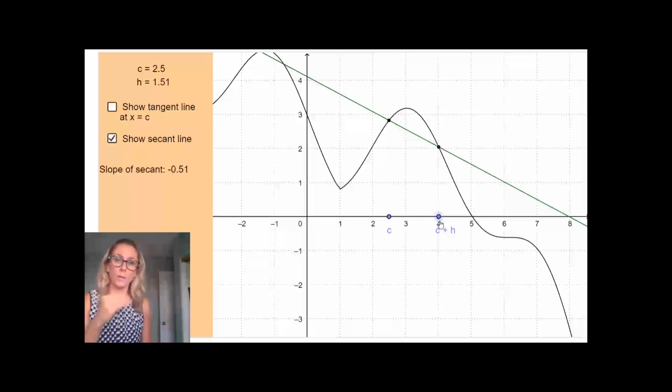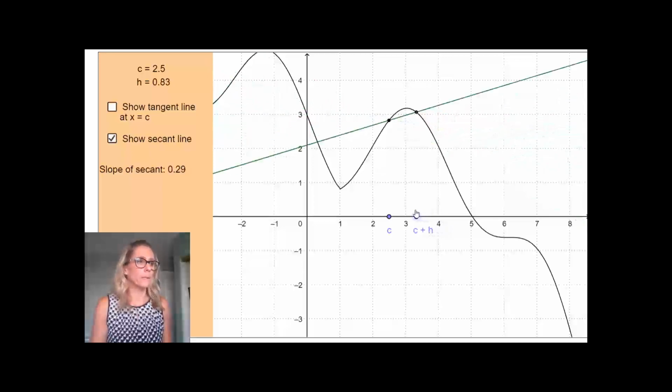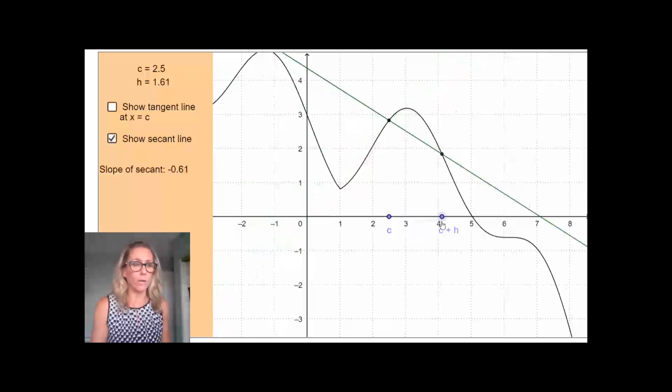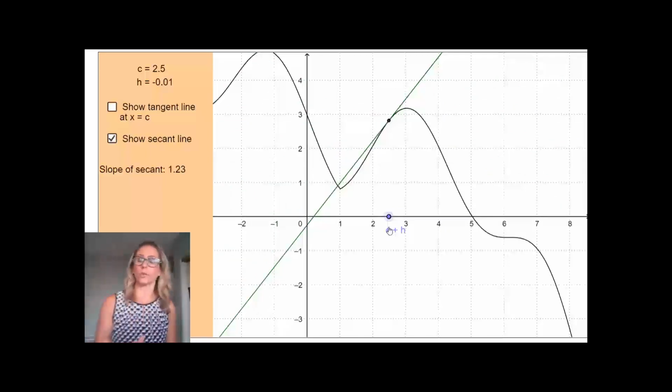So as h goes to 0, c plus h is getting close to c. And so if I just move this, what's happening is I'm getting closer and closer to c, and what you should see is that that secant line that we started with ends up being a tangent line. And of course, that is the big idea behind the derivative.